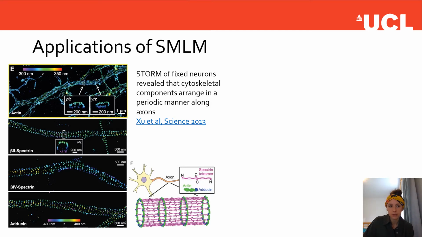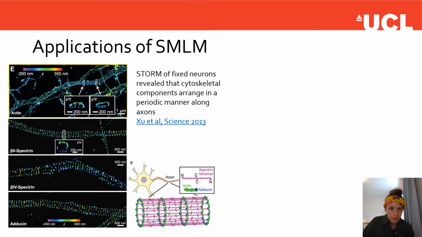What was seen was that if you did STORM on various cytoskeletal components such as actin, spectrin and adducin, you see this really beautiful striped pattern along axons in this very periodic manner. And looking at different proteins, you see they actually intercalate. There's this very regular, repeatable spacing and this pattern that forms along axons. And from this, they can actually make a model showing how the cytoskeleton is organised within the axon.